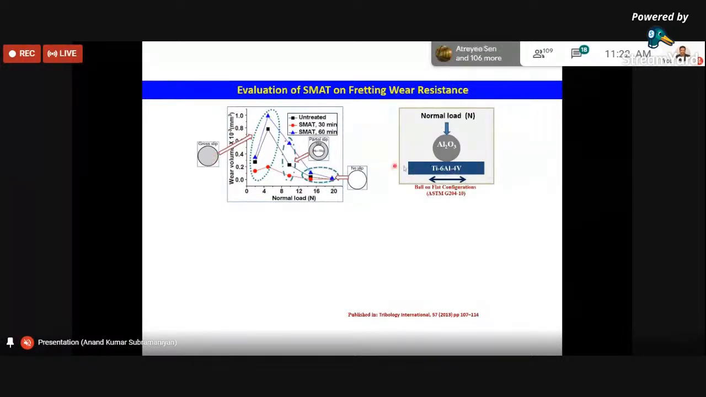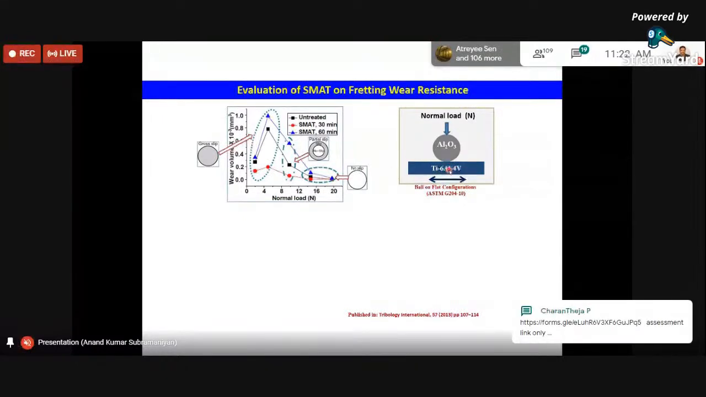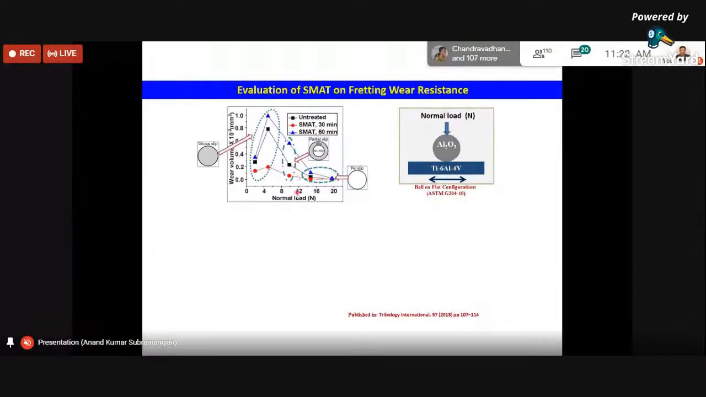Slip is nothing but the movement of your material, and thereby we call it gross slip, which prevails under the low normal load. And when we slightly increase this normal load, let's say to a value of some 10 Newton, what happens is partial slip, which means that there is slight resistance offered by this increased normal load. Thereby the relative motion of this particular substrate is mitigated or prevented, and so we say partial slip.